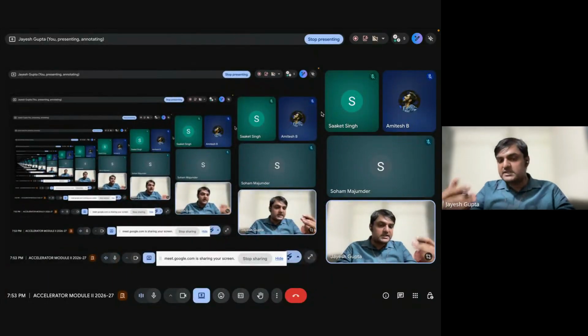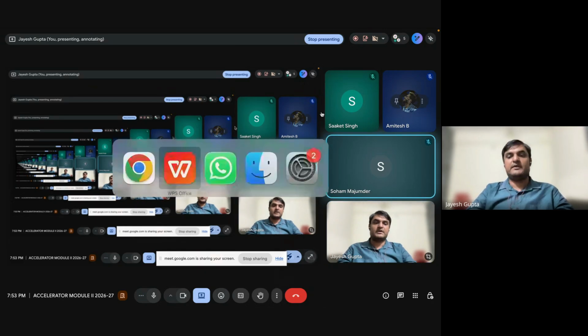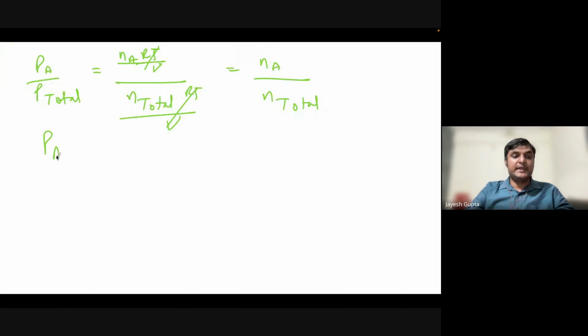So can you tell me what is this nA upon n total? Is there any name for this one? So the mole fraction of A. Yeah, very good. So here you got what? PA upon P total is equal to mole fraction of A. So XA is mole fraction of A.